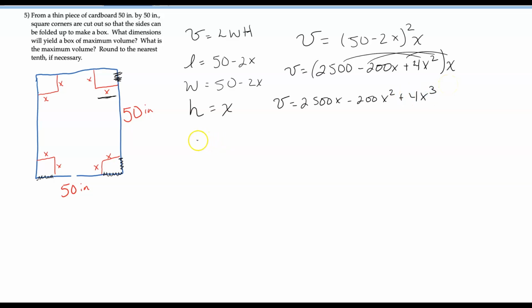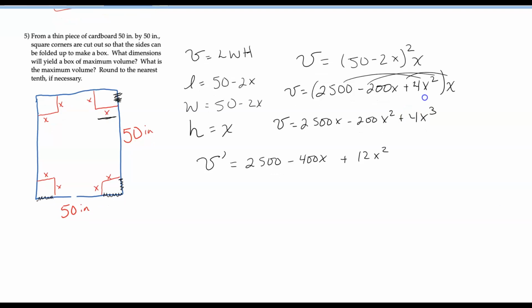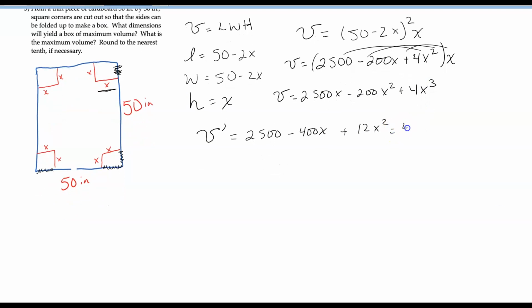And so now I'm going to find the derivative because I need to optimize this. And so I find V prime is equal to 2500 minus 400x plus 12x squared. There's the 12. I was jumping the gun earlier. All right. Now what I need to do is try to solve this by setting it equal to 0. What I'm going to do is divide out the greatest common factor, which in this case I believe is 4. And I end up with something like 625 minus 100x plus 3x squared.